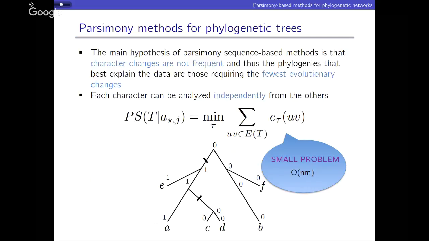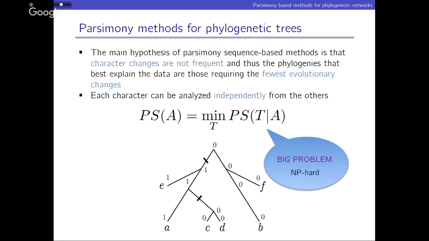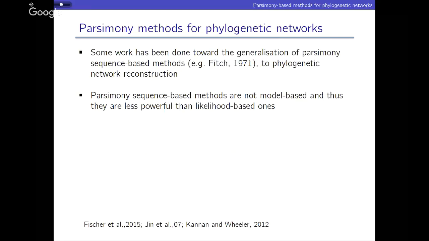What we call the small parsimony problem consists in scoring a given tree, given an assignment of the leaves, by searching for the assignment of the internal nodes that minimizes the number of branches that have a different state at their extremities. That number of branches is the parsimony score of the tree. Here, the parsimony score is 2. And when we are not given the tree, we have the big parsimony problem, which consists in looking for the tree with the minimum parsimony score, and this problem is NP-hard. In the last decade, there has been some work toward generalizing this kind of method to phylogenetic network reconstruction.